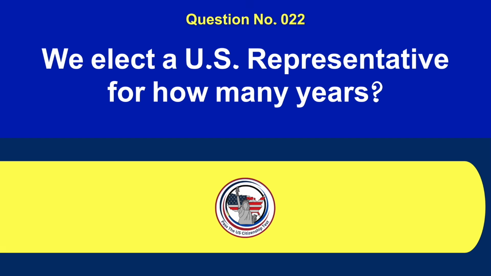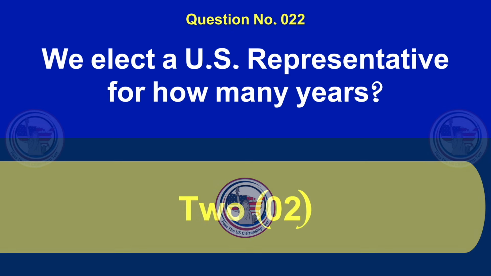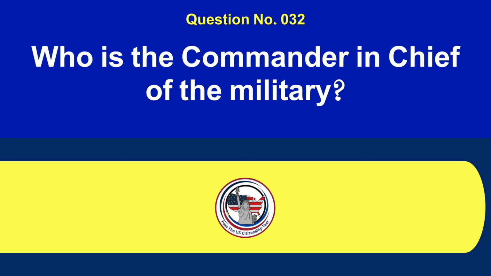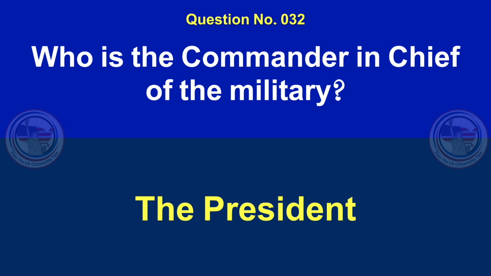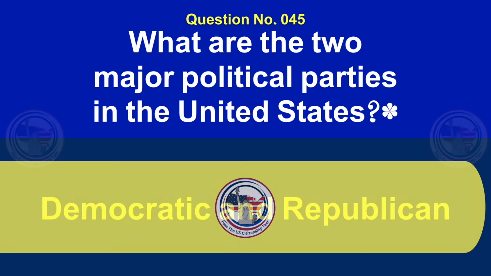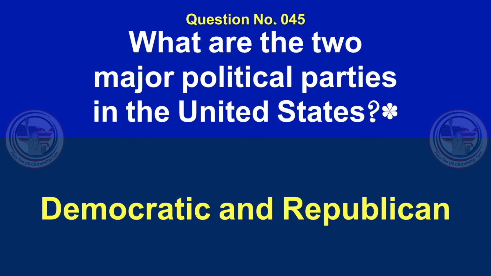We elect a U.S. representative for how many years? 2. Who is the commander-in-chief of the military? The President. What are the two major political parties in the United States? Democratic and Republican.